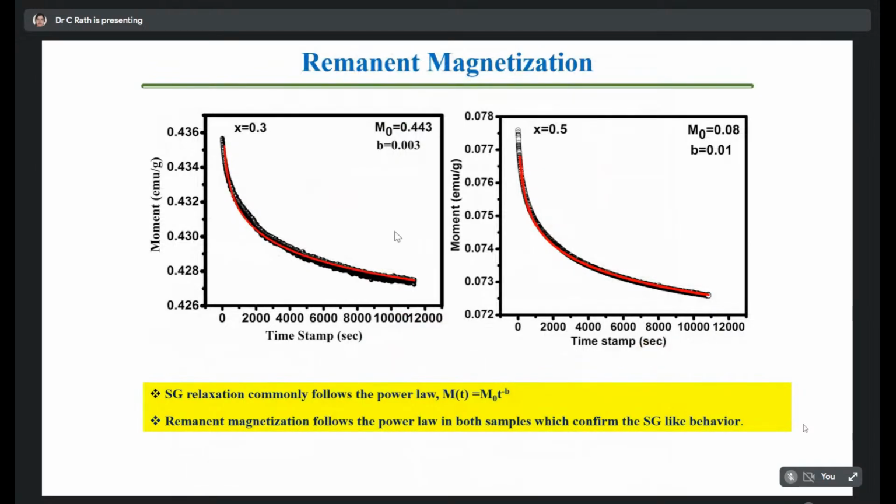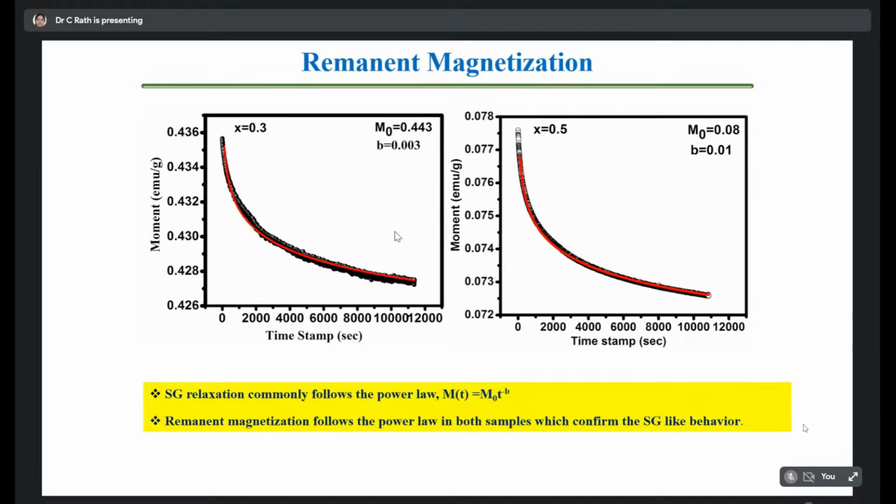Then we did this to find out whether there is spin glass behavior or not. As we already confirmed that it is spin glass behavior, we didn't go for the frequency dependent SECI measurement. Rather, we did another measurement which also confirmed the spin glass behavior. Here we did the remnant magnetization measurement.